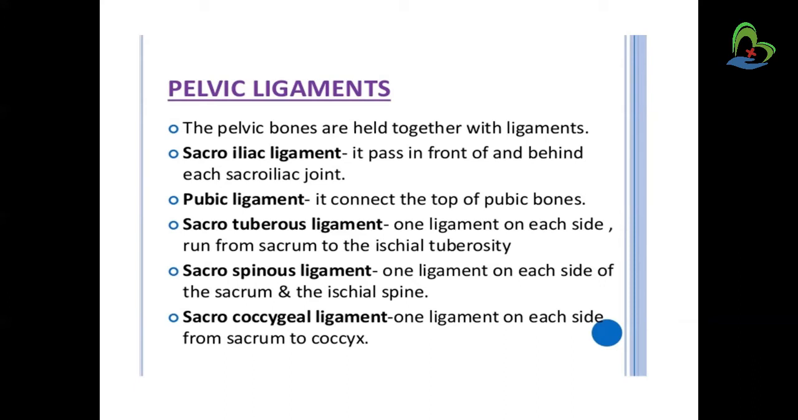Now the sacrospinous ligament is one of the ligaments on each side, running from the sacrum to the ischial spine. So this is from the sacrum bone till the ischial spine. Now the sacrococcygeal ligament is one of the ligaments on each side from the sacrum to the coccyx.